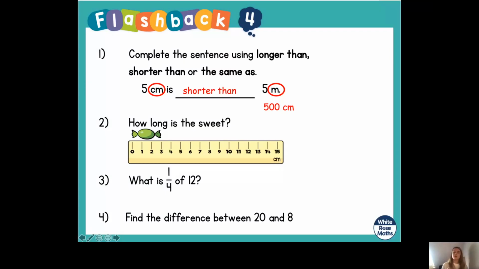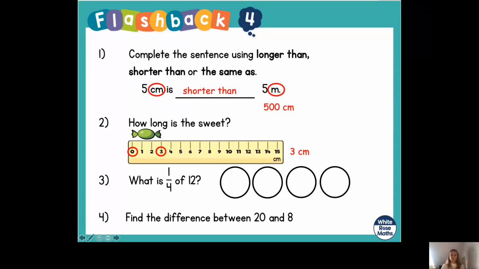So how long is the sweet? Well, the sweet we can see ends at the 3. So therefore, the sweet is 3 centimetres. Okay, number 3, what is 1/4 of 12? So if we're looking at quarters, how many groups do we need to split the 12 into? Well, we need to split them into 4 groups. Okay, so here are our 4 groups. Now let's split the 12 into these 4 groups.